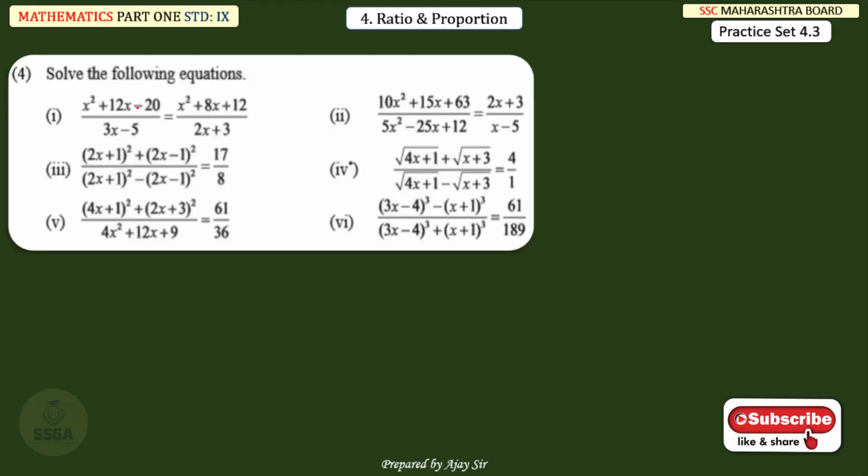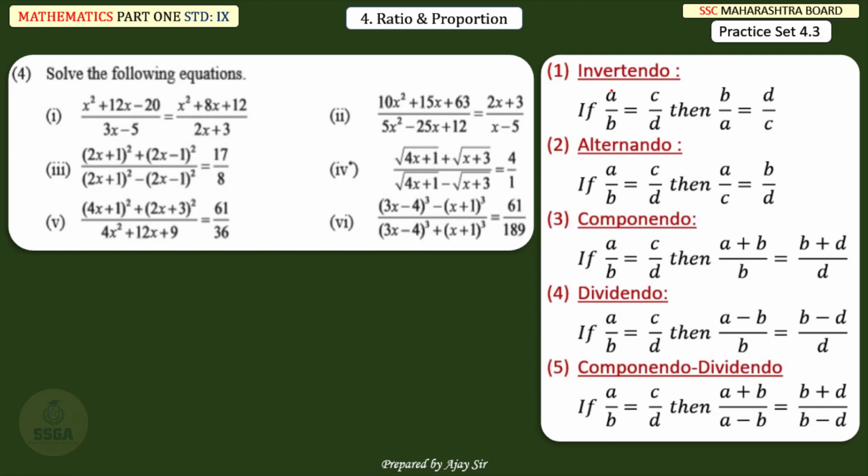Find the value of x that is given in the equation. So here, in all these equations, x is the variable. You have to find what the value of x will be. So how will we find the value of x? By using the properties. These are the 5 properties that we already discussed: invertendo, alternando, componendo, dividendo, componendo and dividendo. Any one of the properties you have to use there, and convert the given equation into the reduced form, and here you have to find the value of x.